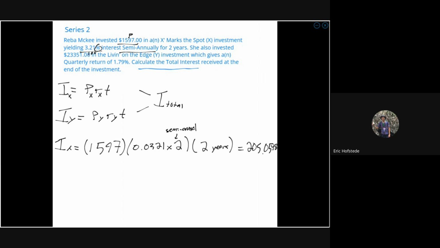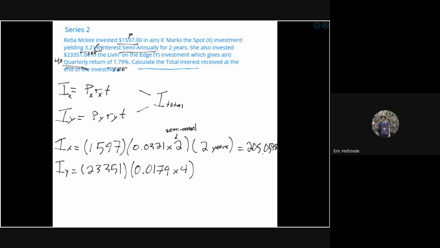Do the same thing again for my second investment, living on the edge, investment Y. She's investing quite a bit more, $23,351. And again, we need to be careful about the wording of our interest rate. This is quarterly, 4 quarters in a year, so I need to multiply this interest rate of 0.0179 by 4. Take the interest rate, divide it by 100.